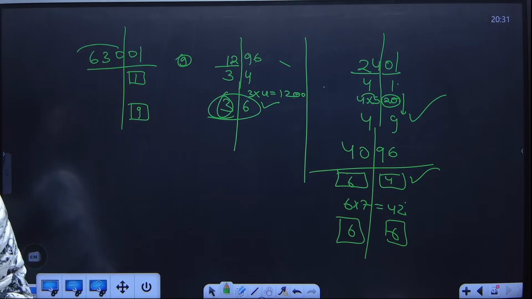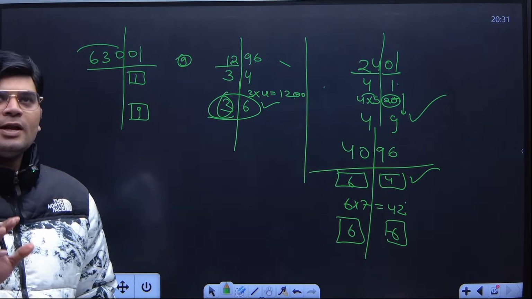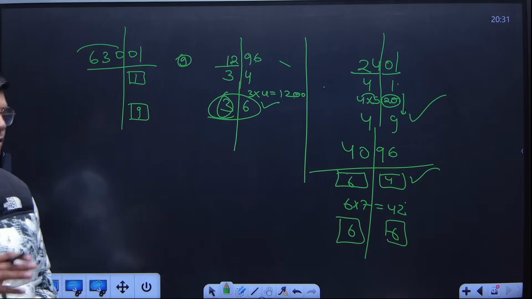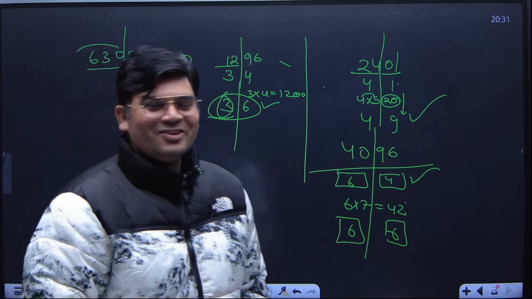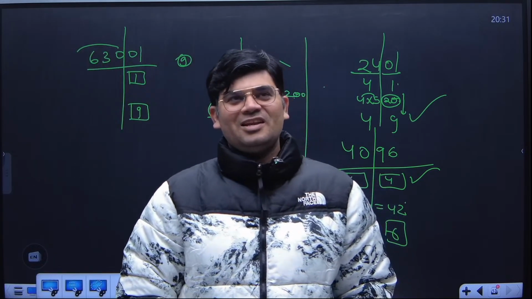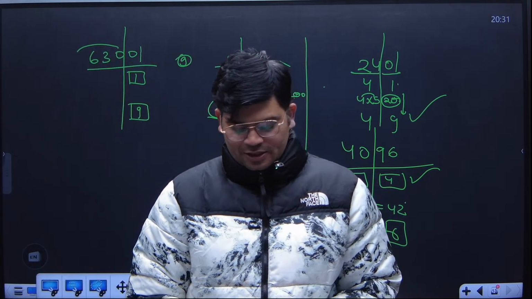Now whose square is less than 630? You remember the squares up to 30. 30 square is 900, so I am not giving you a number more than that. Tell me whose square is less than 630.